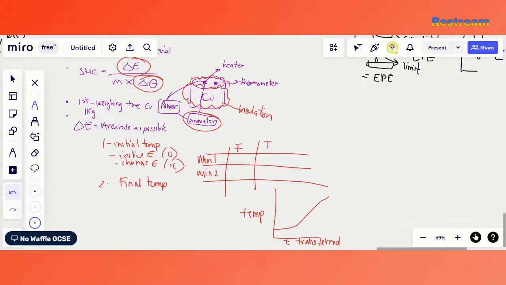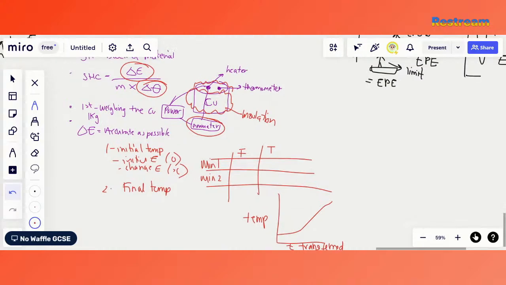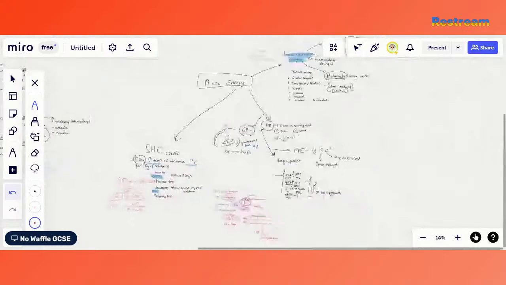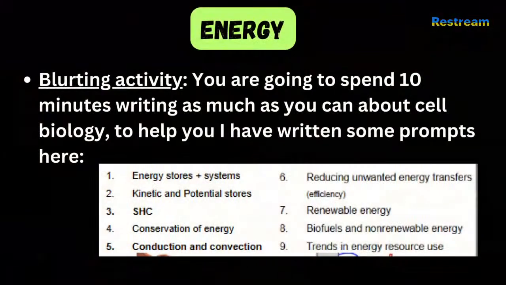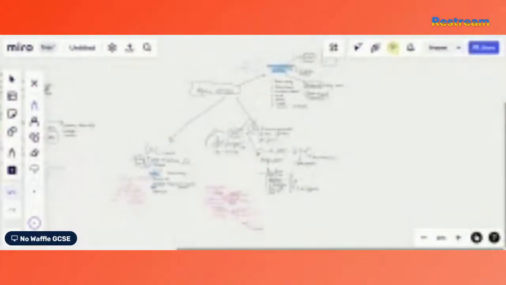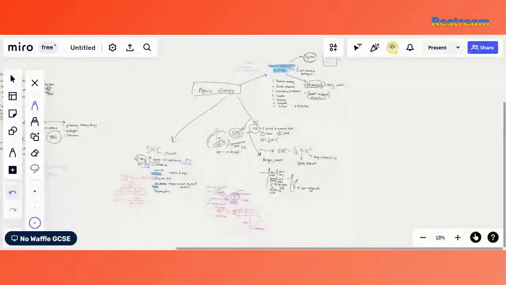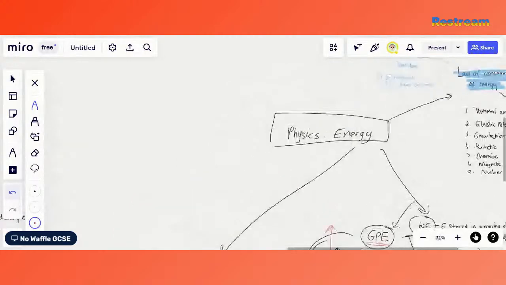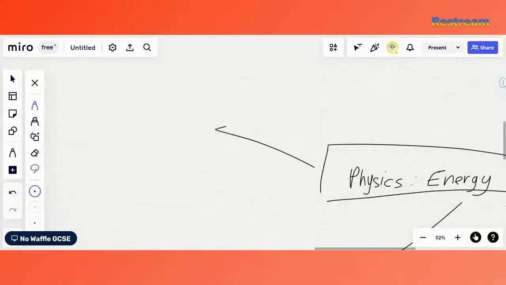Okay, so that's enough of that required practical. Let's look at what we have to revise next. So we've revised specific heat capacity, conservation of energy, conduction and convection, and renewable energy. We have 4 minutes left, so I'm going to try and make this as rapid as I can.